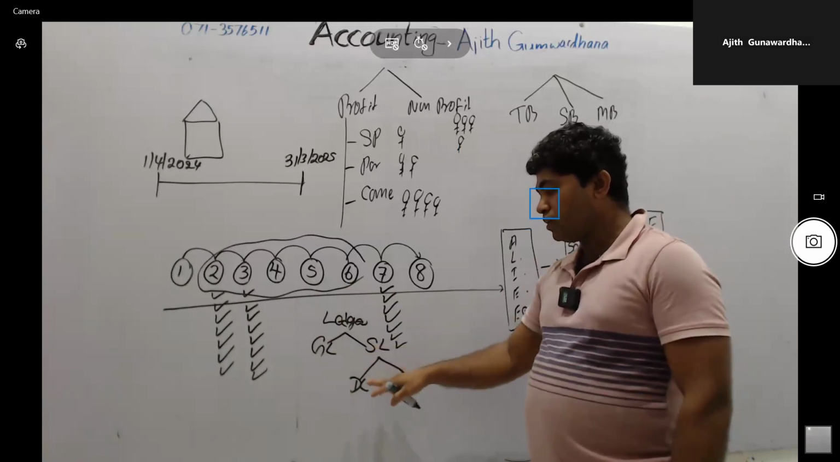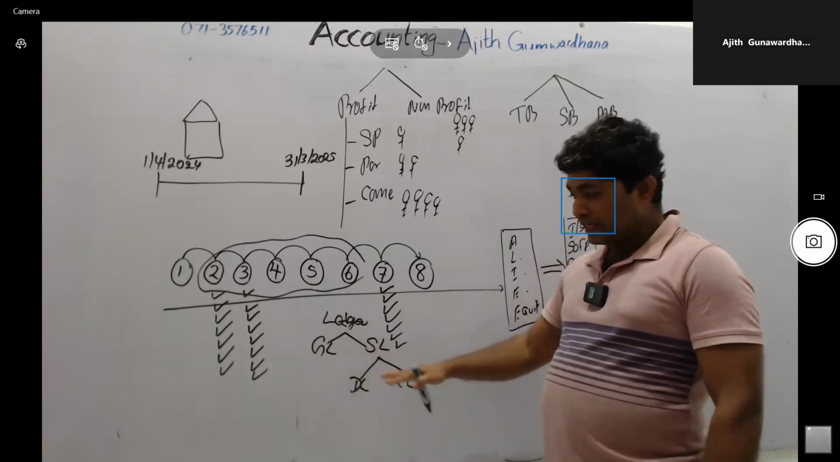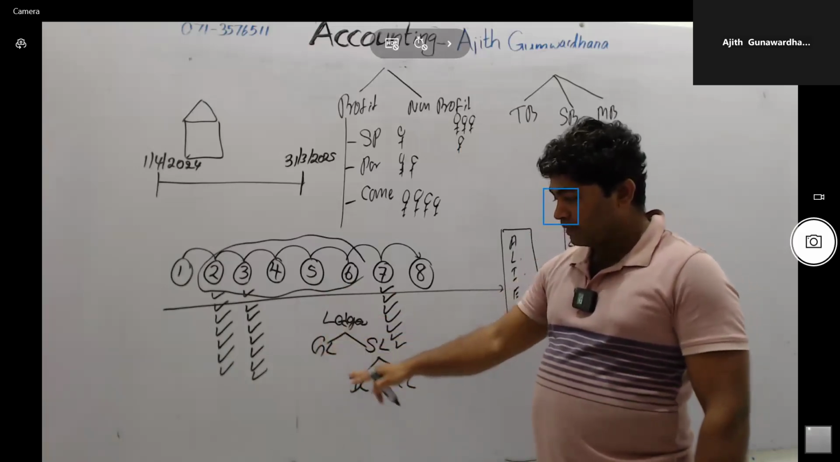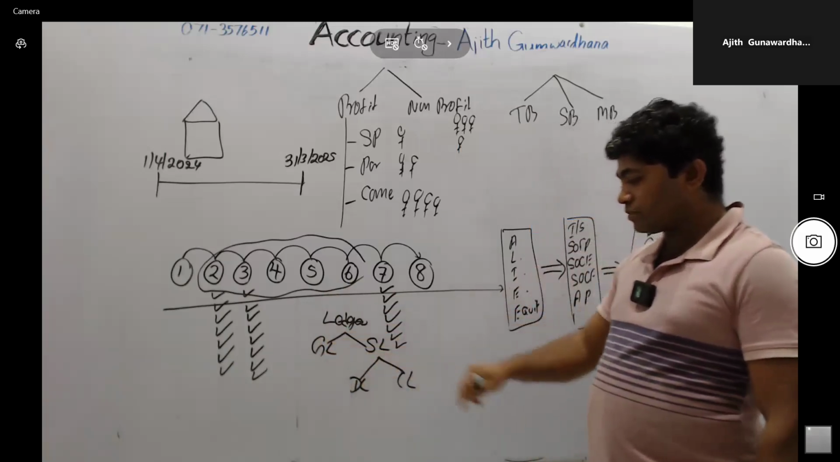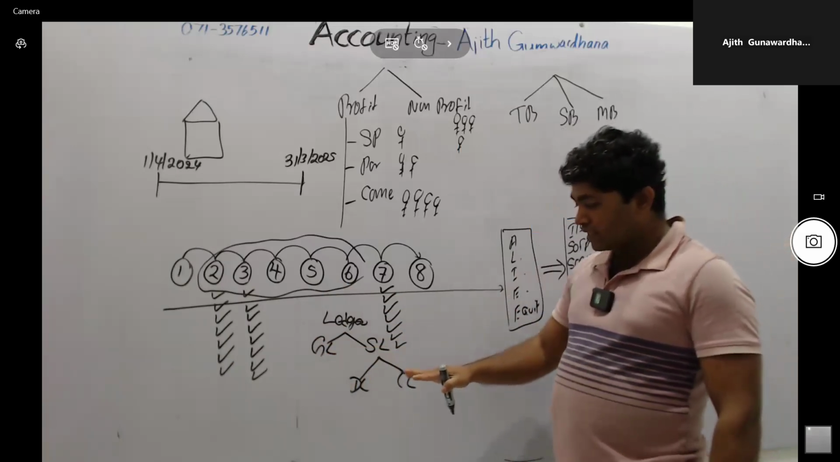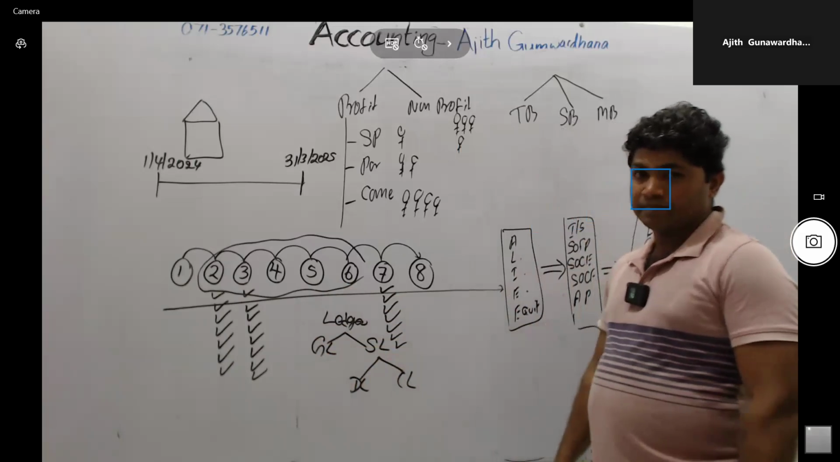Therefore, you have to know how to prepare the debtors list and creditors list. The debtor control account balance should equal the debtor list balance. The creditor control account balance should equal the creditor list balance. If those two balances are not equal, the next part is debtors and creditors reconciliation.